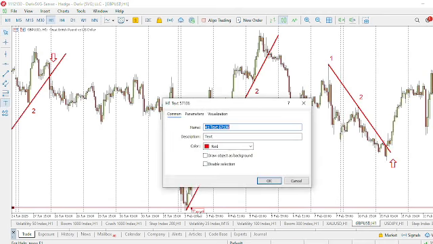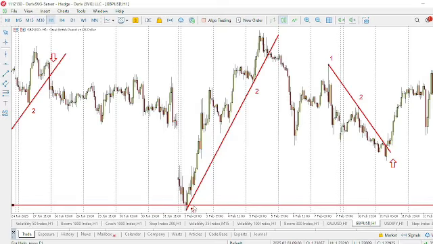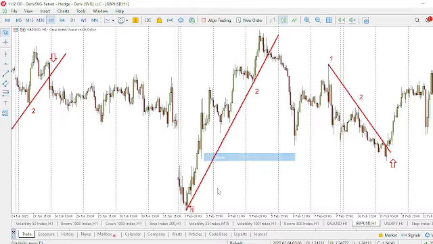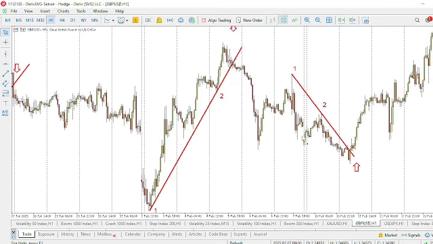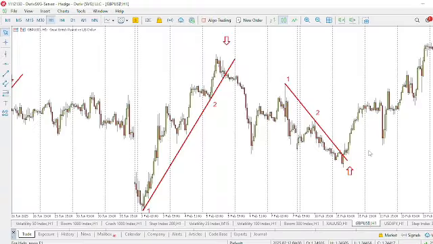And then you have another opportunity here now. You have point one, point two, you have point two here, and then on the third touch, price breaks through the upward trend line, and then price moves to the downside immensely. You can see the massive movement.